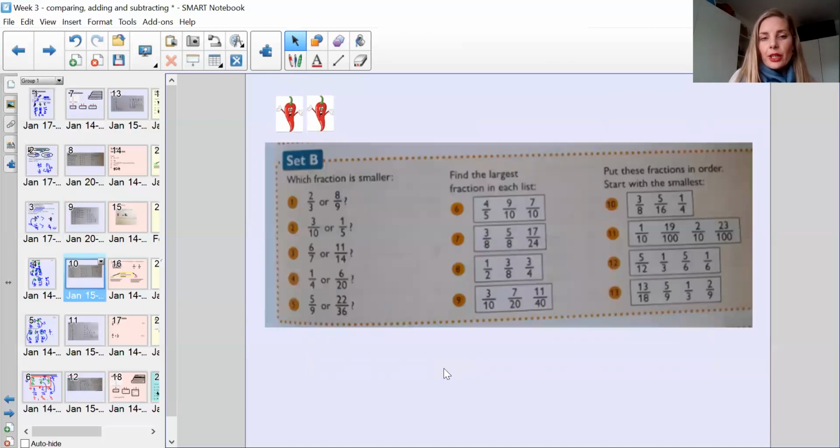Right, set B, if you are going to be doing the 2 chilies, here are your 13 questions, okay? Remember, using exactly the same steps to success, making common denominators, using equivalent fraction knowledge to then get your numbers at the top and decide which one is smaller. Find the largest in these questions and then order these from smallest to largest. And you must make sure you're writing these original fractions.